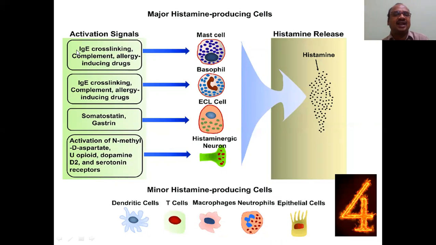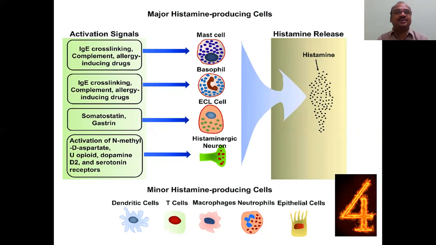See, in mast cells, IgE, immunoglobulin E, is very, very important. IgE is an antibody produced in our body against antigens. Whenever antigens come, our body produces immunoglobulin E. That immunoglobulin E stimulates the mast cells. Mast cells release histamine, which leads to allergy. So that's why we get an allergy.